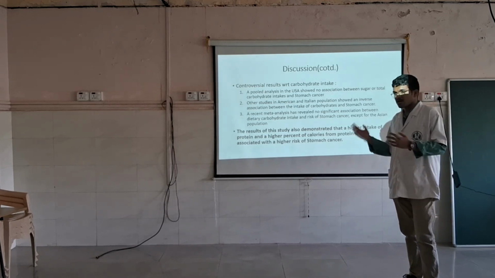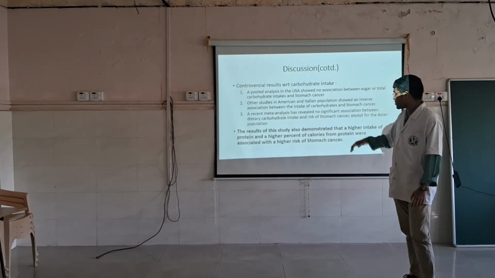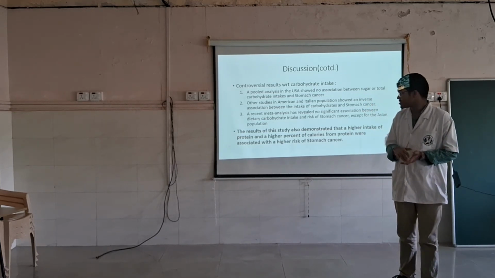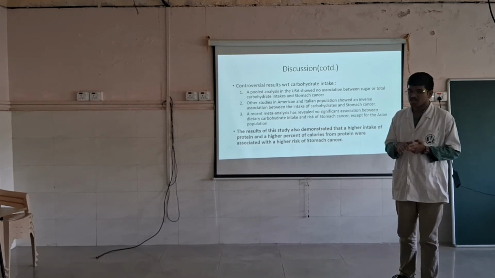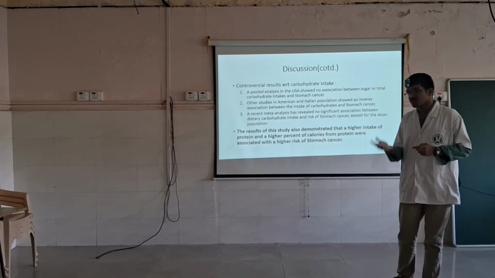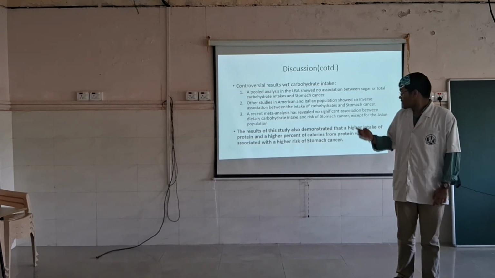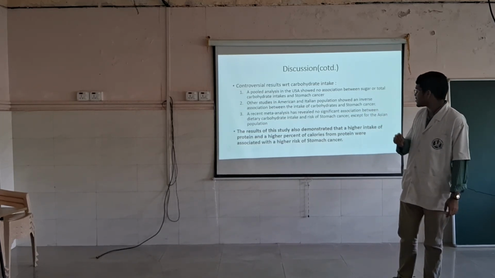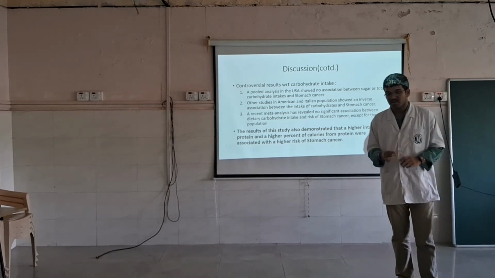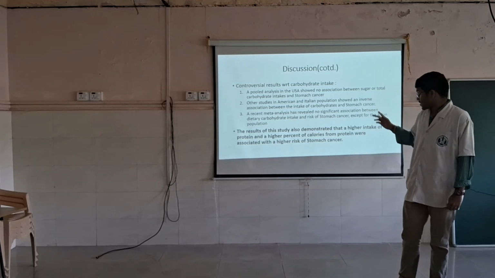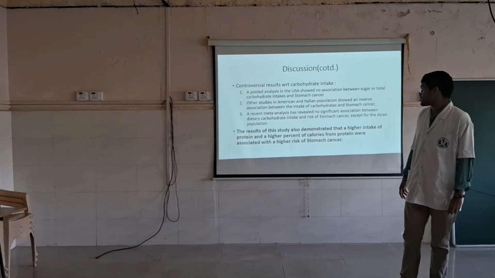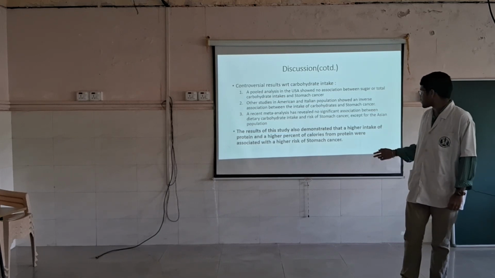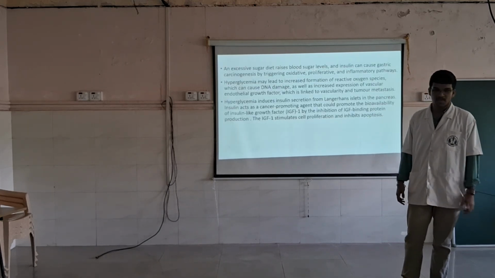There were controversial results from earlier studies, which this paper took references from. A pooled analysis in the USA showed no association between carbohydrates and stomach cancer. An American Italian population study showed a negative association between carbohydrates and stomach cancer, and a recent meta-analysis showed no significant association between dietary carbohydrate intake and risk of stomach cancer, except as shown in the Asian population. The results of the study also demonstrated that a higher intake of protein and a higher percent of calories of proteins were associated with a higher risk of stomach cancer.